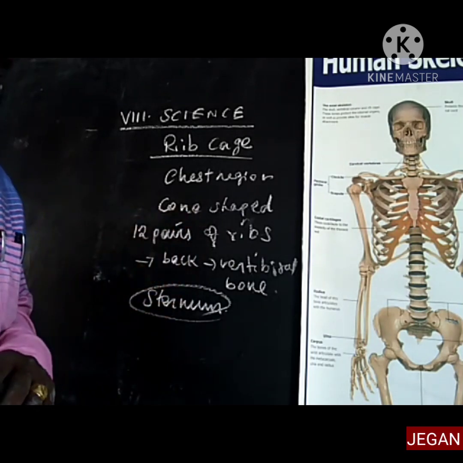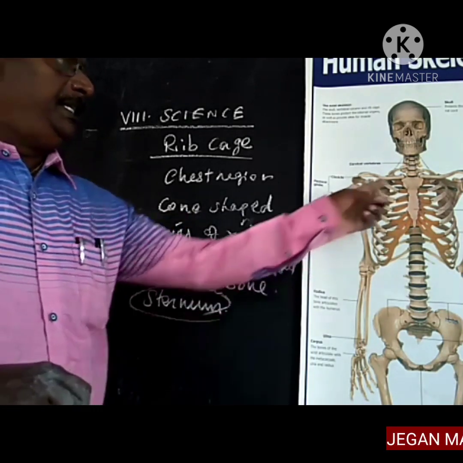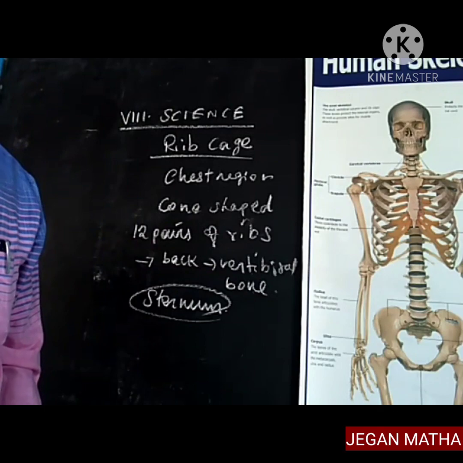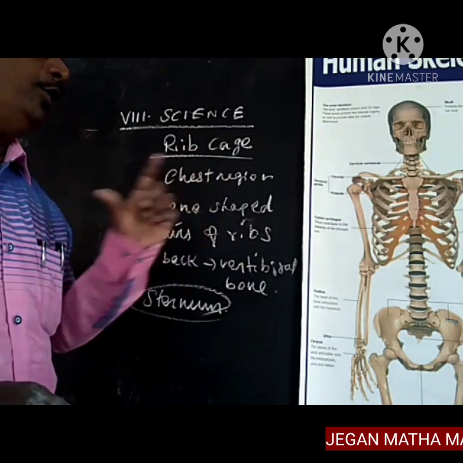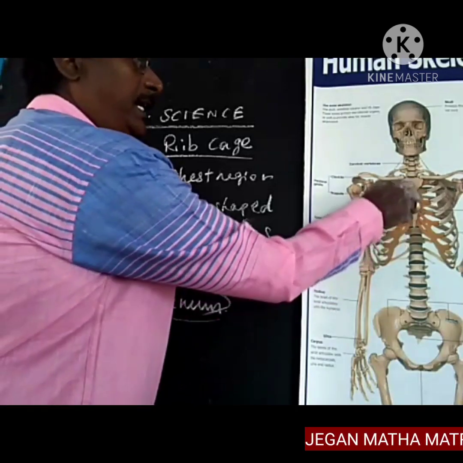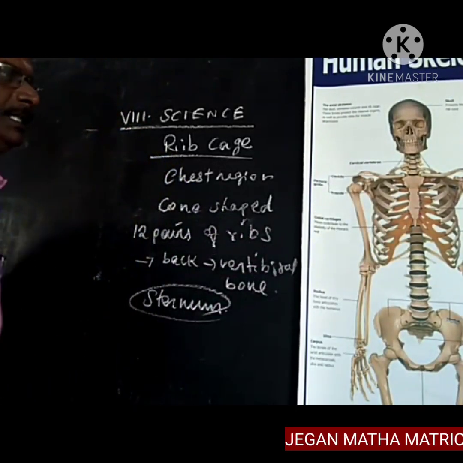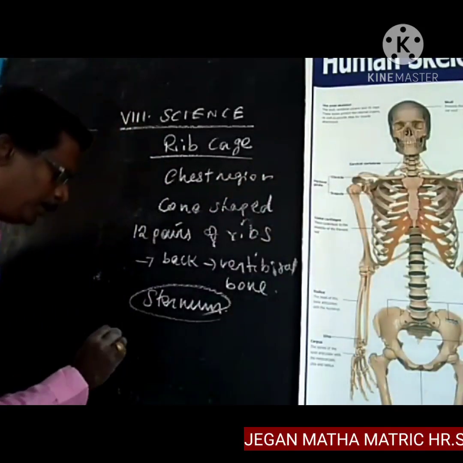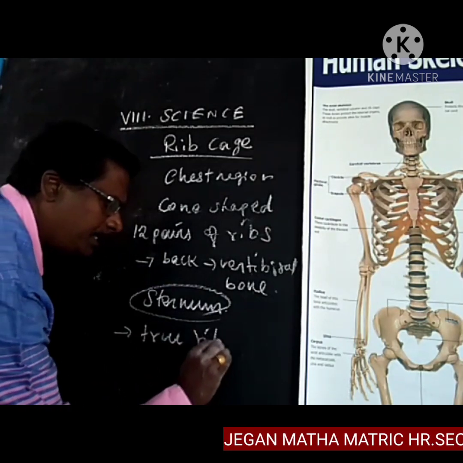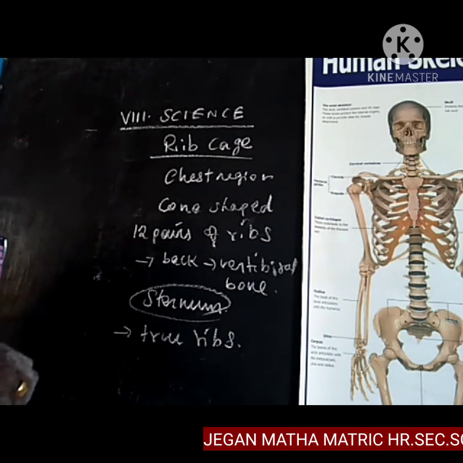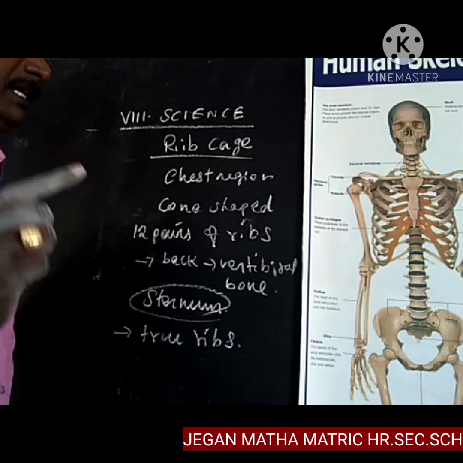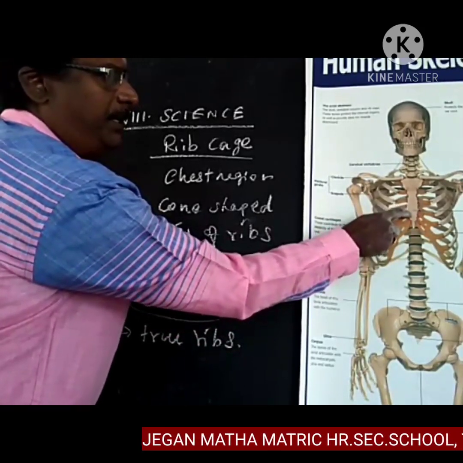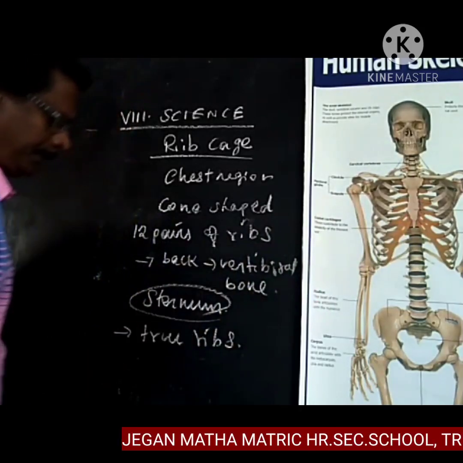The first 7 pairs of bones are directly joined to the sternum, so they are called true ribs.